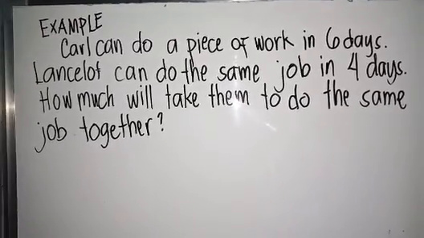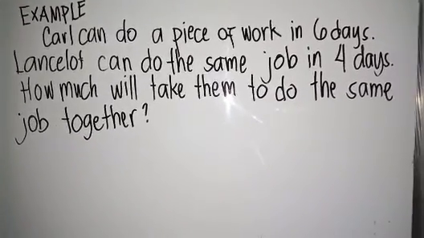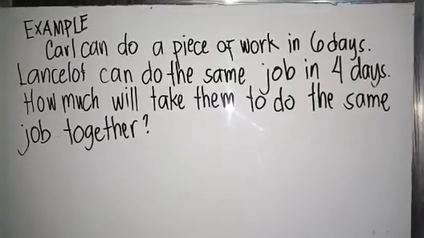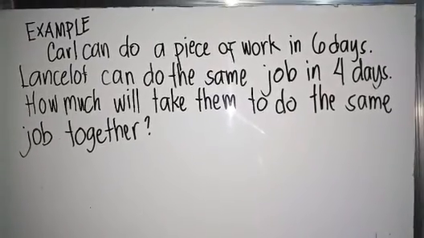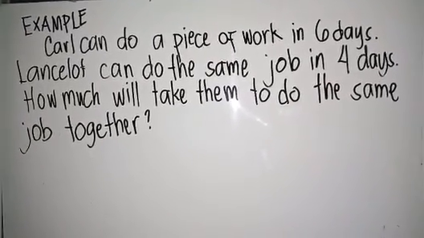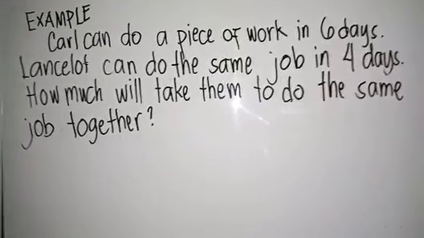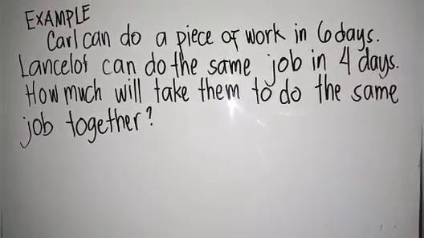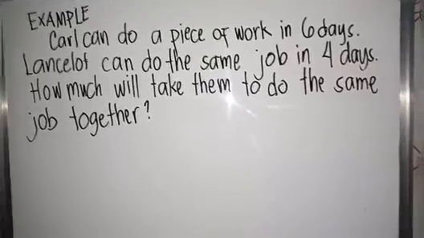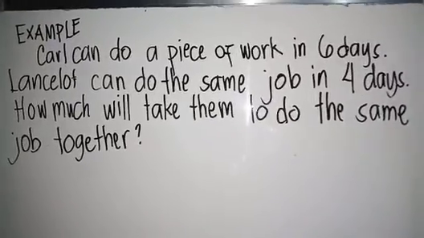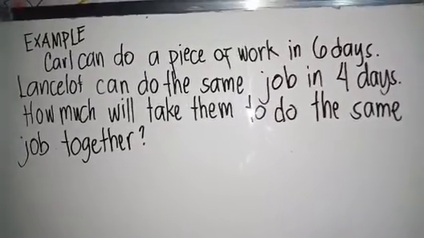For better understanding, let's have an example. It says here, Carl can do a piece of work in 6 days. Lancelot can do the same job in 4 days. How much will it take them to do the same job together? First thing to do is to understand the problem.